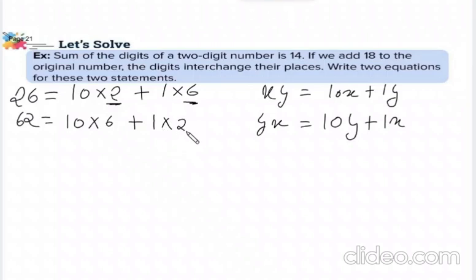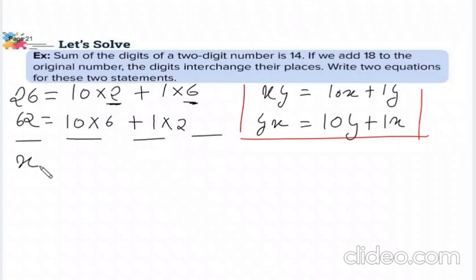So what two equations do we frame? The original number xy will be 10x plus 1y, and if I reverse it, it will become 10y plus 1x. This is the equation I have framed. Now, as per the question, x plus y, the sum of the two digits, is 14. Let's take this to be our equation number 1.